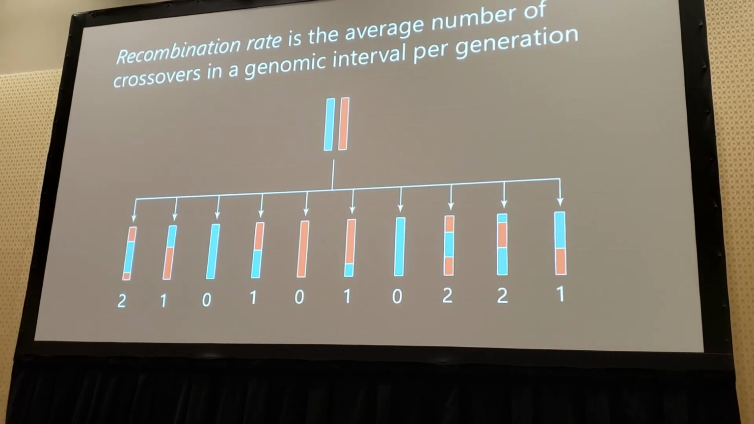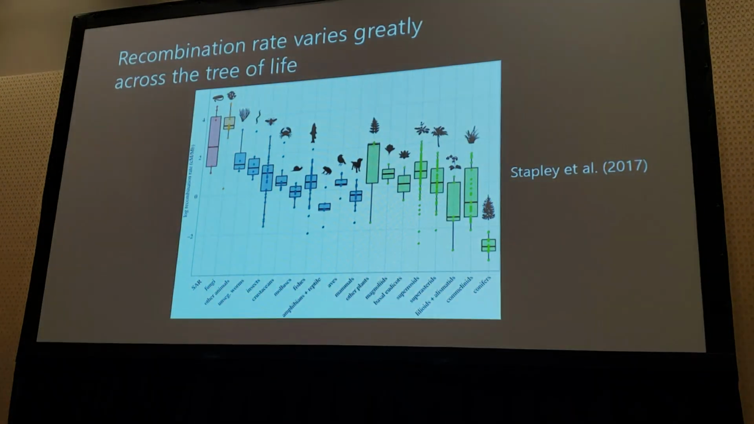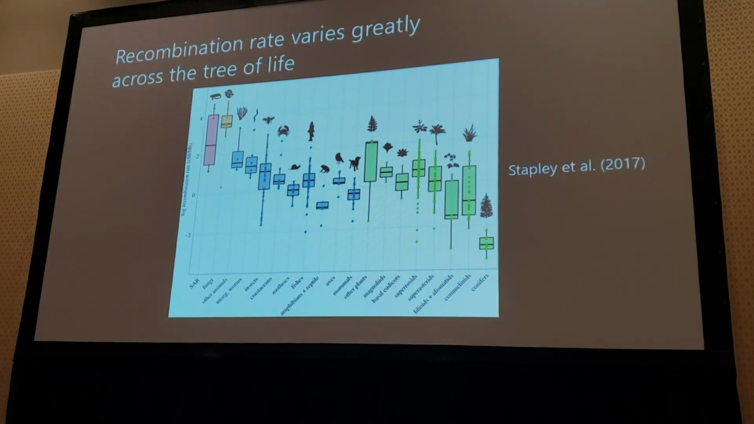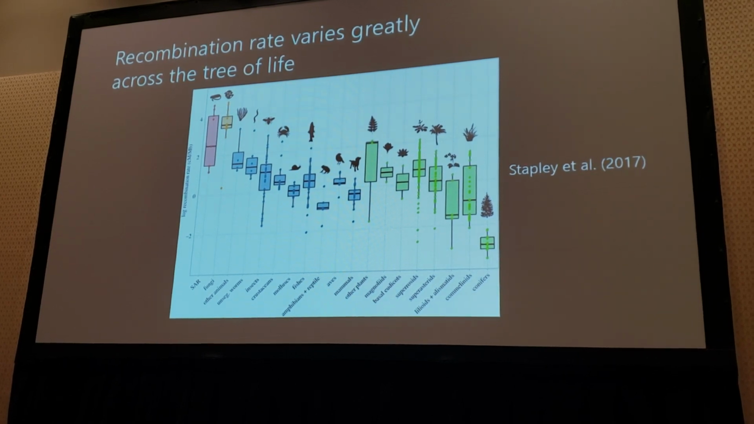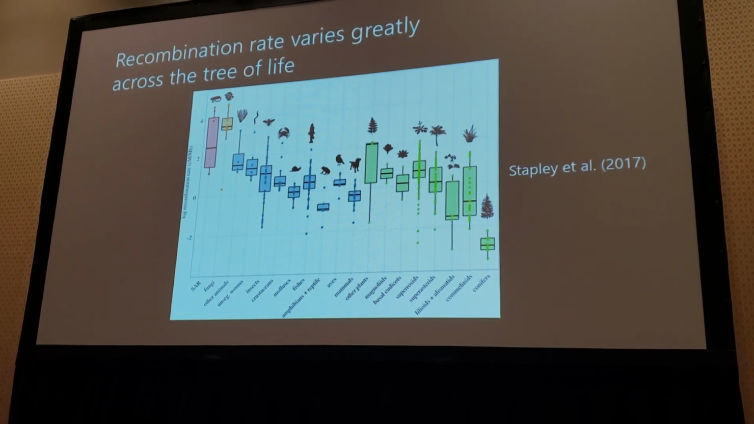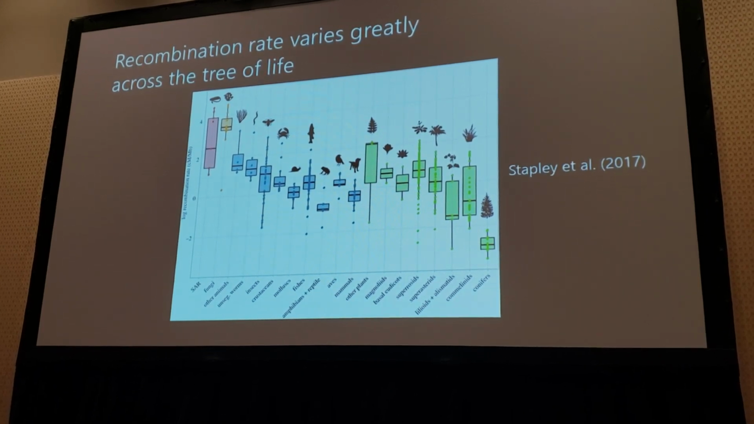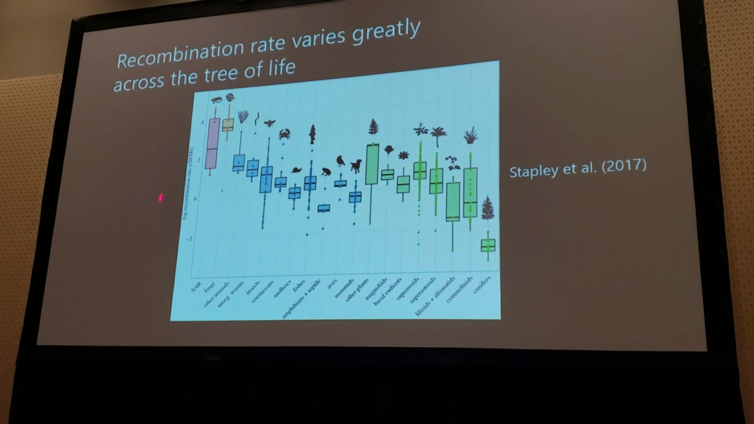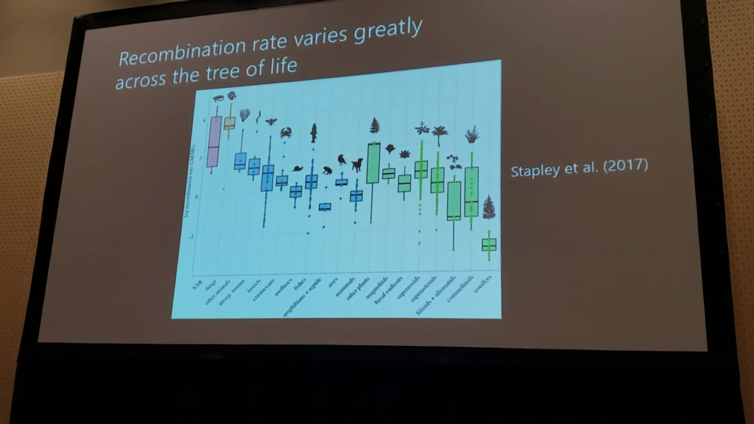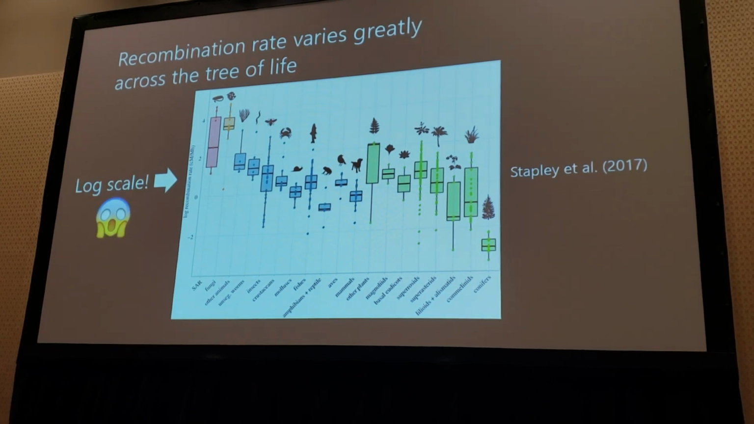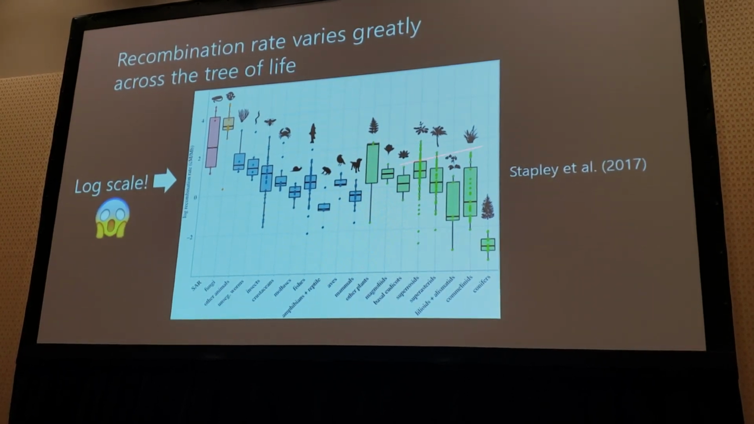So recombination rate is pretty cool for lots of reasons. One is that there's enormous variation in recombination rate across the tree of life. So this is a really cool figure, love this figure, from this really great review by Stapley et al. from 2017. This is showing recombination rate on the y-axis and all kinds of different taxa on the x-axis. One thing about this is a log scale here. So this is some pretty crazy variation we're seeing in recombination rate, both within and between taxa here.